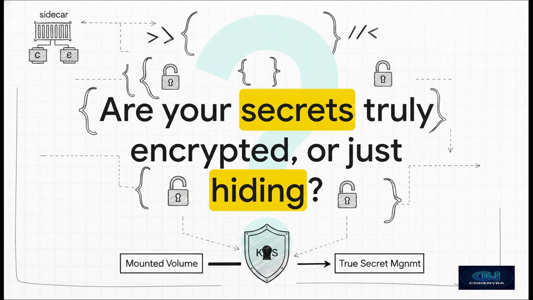We have covered a lot of ground today, from the real dangers of base64 encoding to the elegance of sidecar injectors and external KMS providers. So, I want to leave you with this final provocative thought. When you go back to work tomorrow, really look at your infrastructure. Are your cluster secrets truly encrypted, or are they just hiding in plain sight? Take the time to audit your configurations, move those configs to mounted volumes, and implement a true secret management strategy.